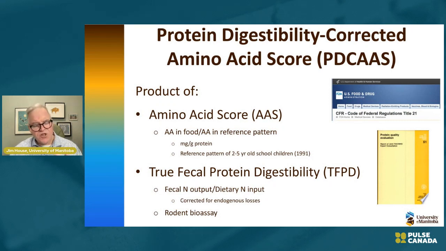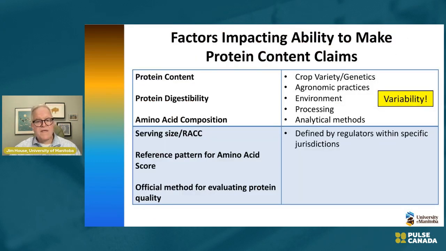So this creates challenges, and that's something that we need to keep in mind, because we know that there are a number of factors that impact the ability to make protein content claims. And in particular, up at the top, you can see the multiple sources of variability: crop variety, genetics, agronomic practices, environmental factors, processing, as I mentioned, in terms of creating concentrates or isolates, and also the analytical methods. All of these represent a source of variability.